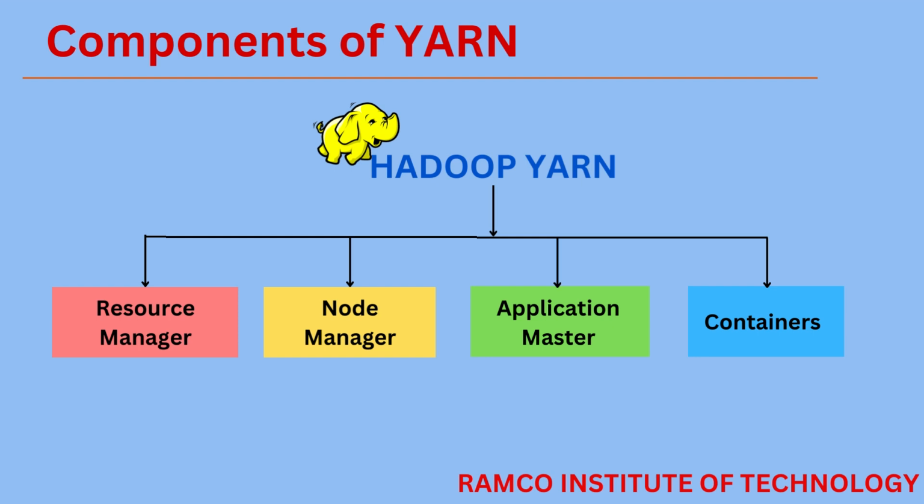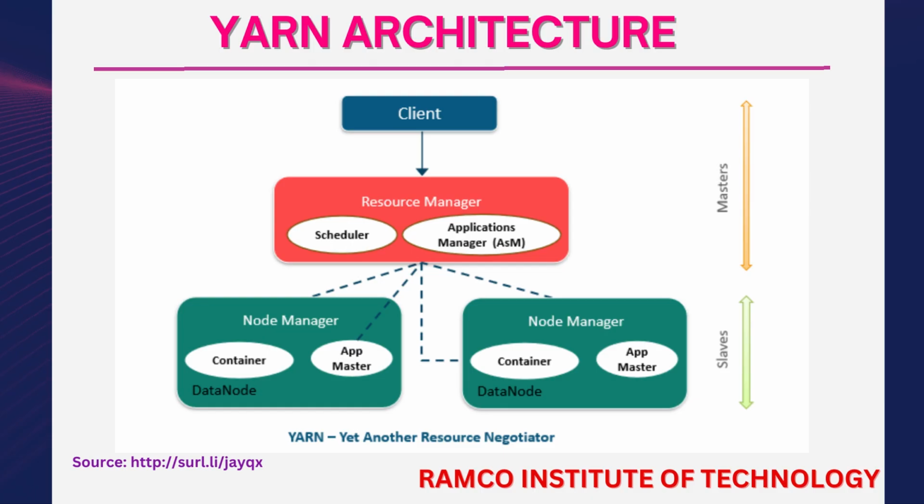So let us see the components of Yarn. Yarn has four different components. First one is the resource manager, next is the node manager, next is the application master, and next is containers. So this is the architecture of Yarn. It has a resource manager, and inside the resource manager it has a scheduler and application manager. And we have a node manager. Inside the node manager we have a container and application master.